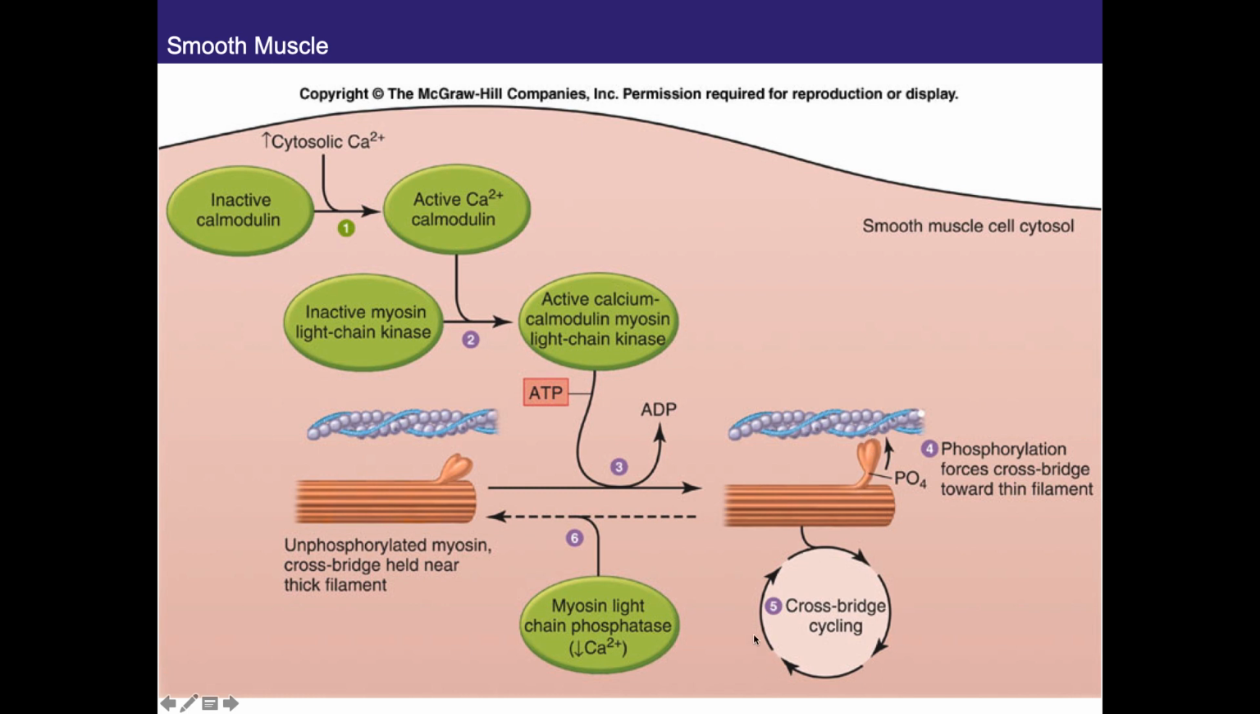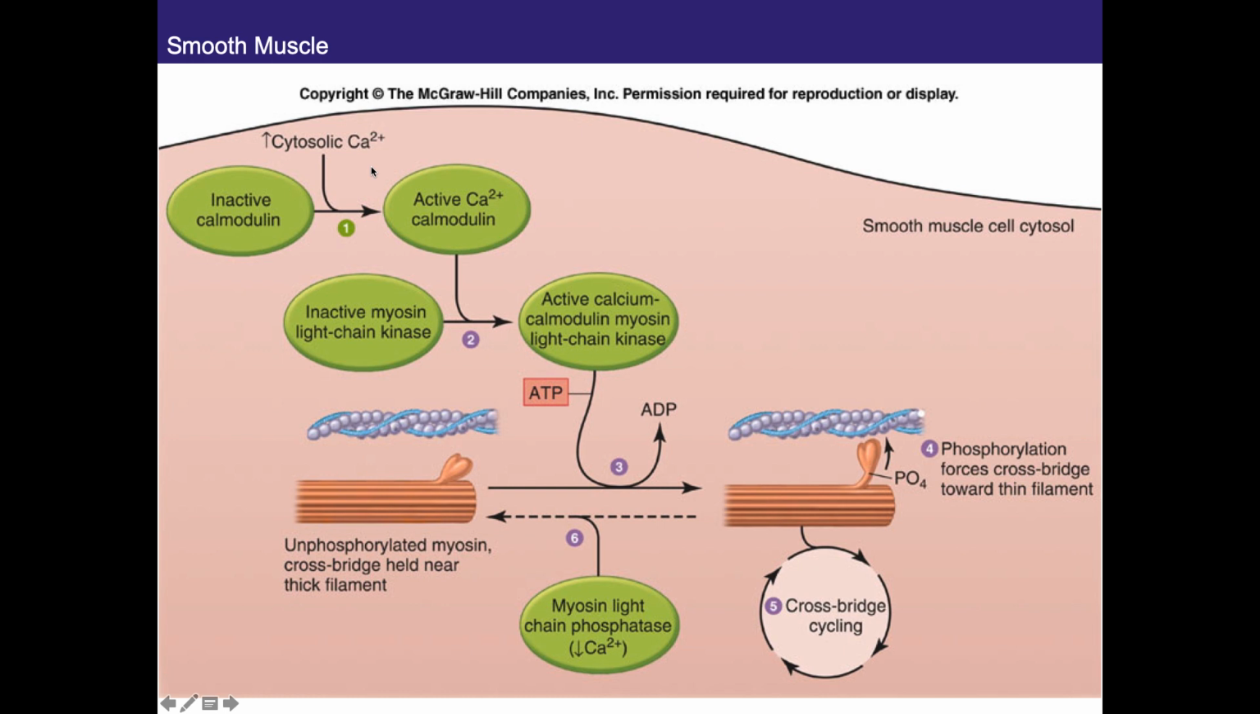You already know about crossbridge cycling. You actually have ADP and inorganic phosphate. When those dissociate, remember you get the power stroke. ATP is required to dissociate actin from myosin, and the hydrolysis of ATP re-energizes the bridge. So you get cross-bridge cycling and shortening in all directions, causing vasoconstriction, and it just keeps going as long as calcium is around.